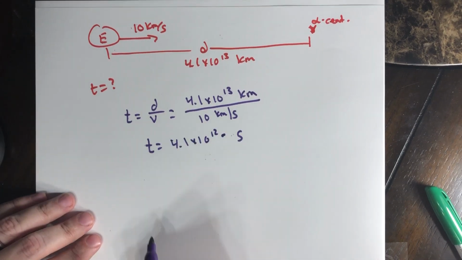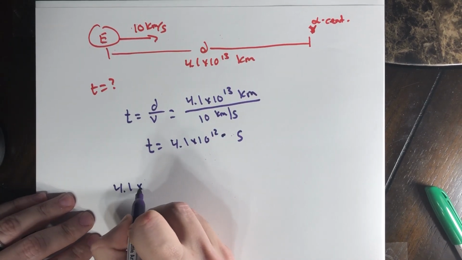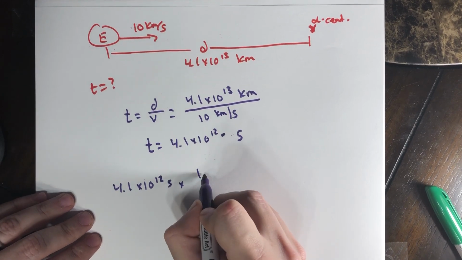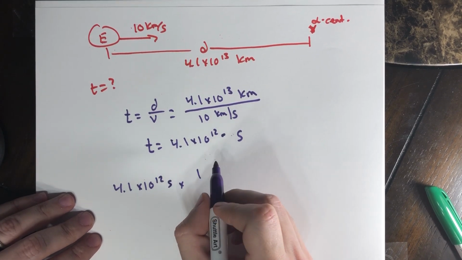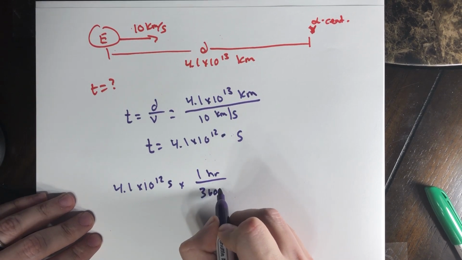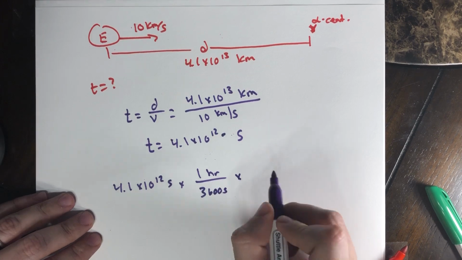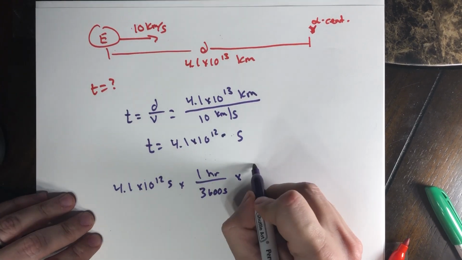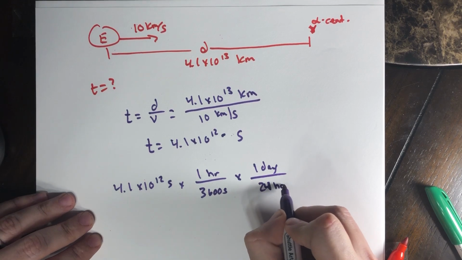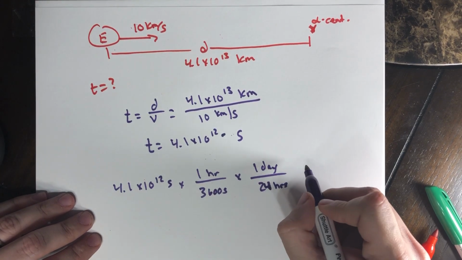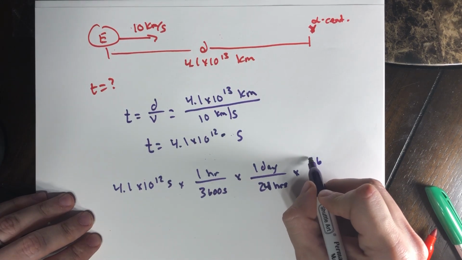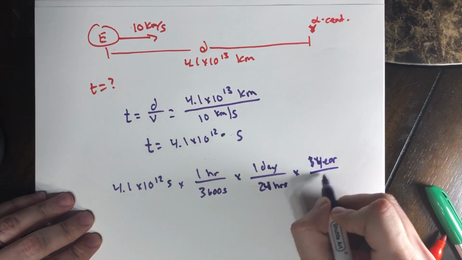which again, we want to convert to years. So 4.1 times 10 to the 12th seconds times 1 hour over 3,600 seconds. So the seconds are going to cancel out. And then we have to do hours to days. Well, we know that there's 1 day in 24 hours. And then years, we'll say 365, because it's about average. 1 year is 365 days.